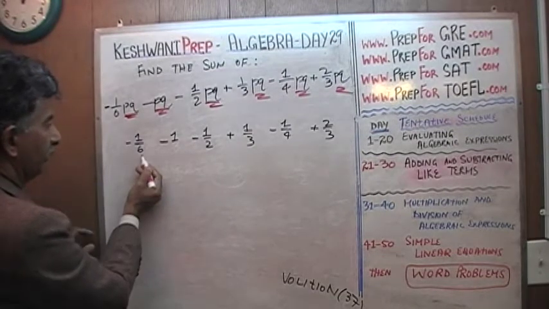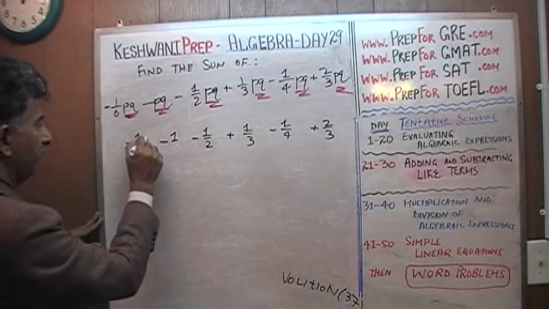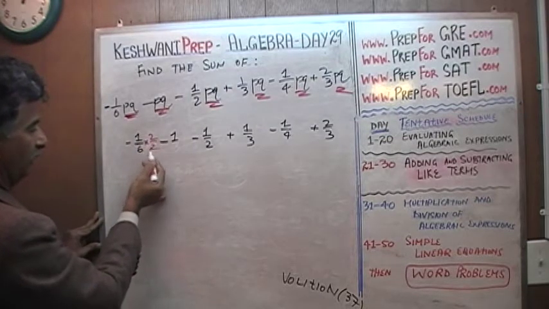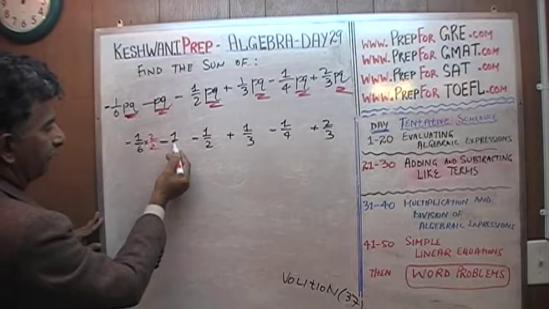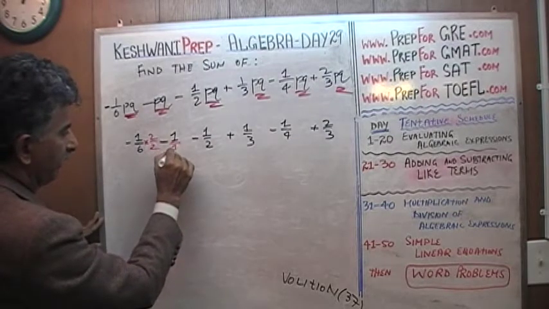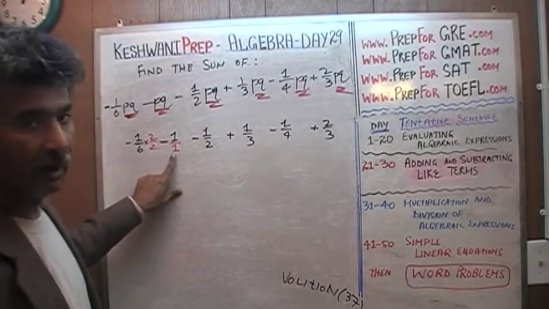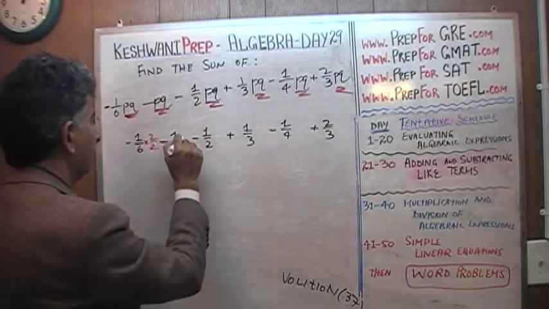How do I convert 6 into a 12? Well, 6 can be converted into 12 by multiplying top and bottom by 2. So now 6 times 2 is 12. What is the denominator here? The denominator here is 1. Well, how do I convert this denominator into a 12? By multiplying top and bottom by 12.